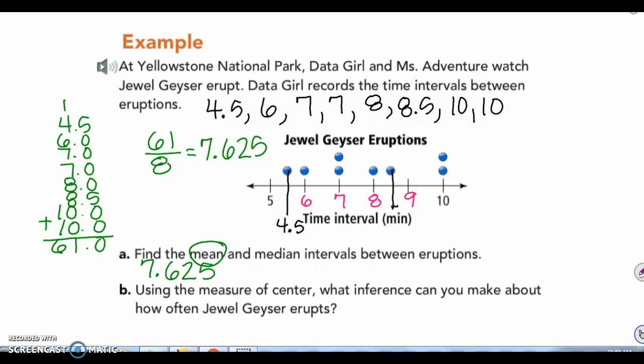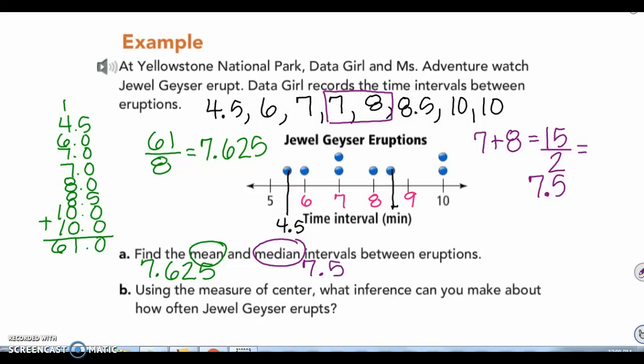Next, we're going to find our median, which is our middle number. As we said before, this is an even set of data, so we have 2 middle numbers. Our 2 middle numbers would be 7 and 8. So we can add 7 plus 8 gives us 15. Divide by 2. 15 divided by 2 is 7.5. So our median is 7.5.